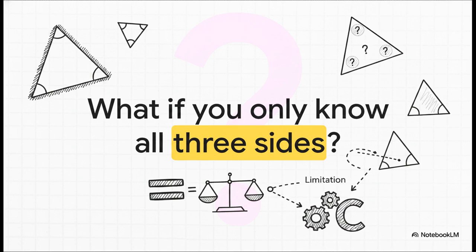But I want to leave you with one final, kind of provocative thought. What if you don't have those convenient opposite angles? What if you're faced with a triangle where you only know all three sides and you need to calculate the rest of the whole shebang? Well, you'll find that our trusty law of sines hits a bit of a limitation. For a more direct calculation involving all three sides, you're going to need the law of cosines. But hey, that is a fascinating explainer for another day.